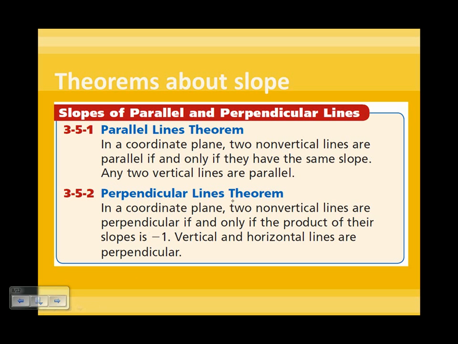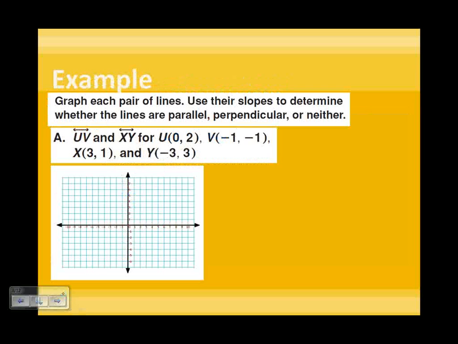The perpendicular lines theorem says in a coordinate plane, two non-vertical lines are perpendicular if and only if the product of their slopes is -1. So if the product of their slopes is -1, then they're perpendicular. And if they're perpendicular, the product of the slopes is -1. And it says vertical and horizontal lines are perpendicular. So these two concepts you're familiar with. You just didn't know that they were theorems. But they are indeed the parallel lines theorem and the perpendicular lines theorem.